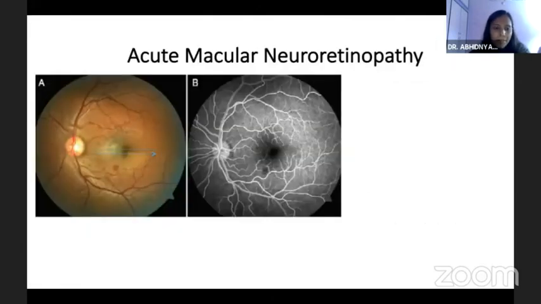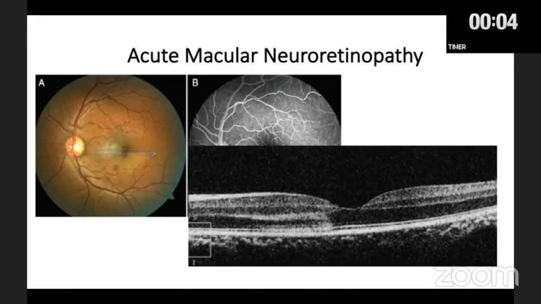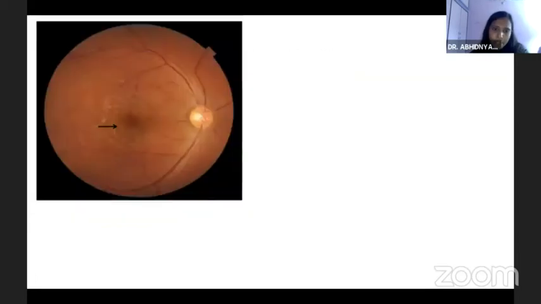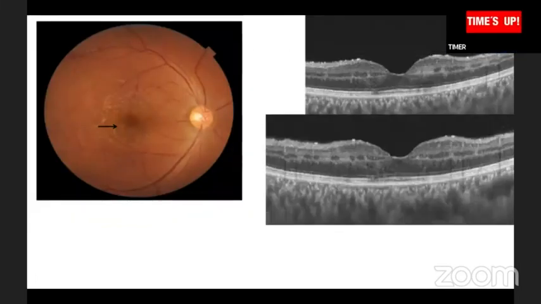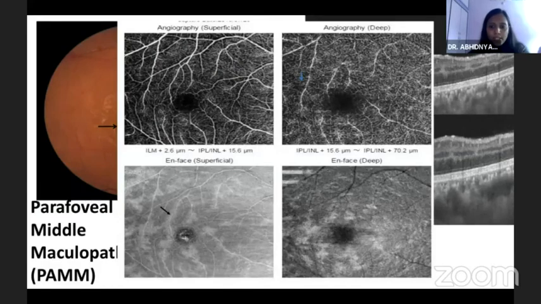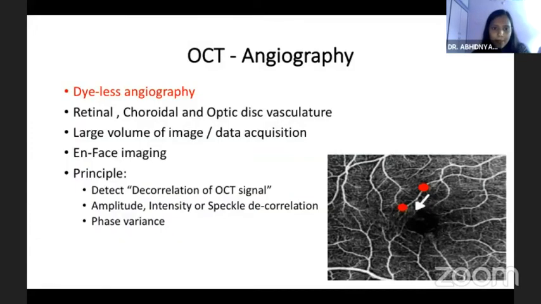Coming to AMN and PAMM disorders, there are perifoveal lesions, where the lesions are extending towards the fovea. On fluorescein angiography, there may be minimal changes, or there could be hypofluorescence present. And OCT is the main thing which differentiates the two. In AMN, there is involvement of the outer plexiform layer and ellipsoid zone hyperreflectivity, while in PAMM there is outer plexiform and inner nuclear layer involvement. On OCTA, we see a perivenular fern-like pattern.